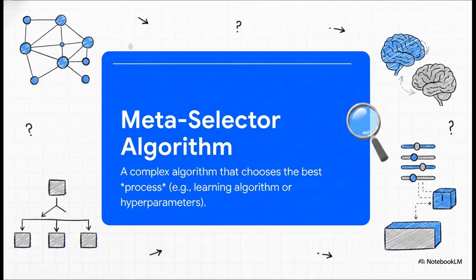But let's be honest, that's not usually what we're doing. More often, we're using a meta-selector. And this is where things get really powerful, but also where the winner's curse can be incredibly dangerous. A meta-selector isn't just picking a final model. It's picking the entire recipe for building the model. It's deciding, should I use a random forest or a neural network? Or what are the absolute best hyperparameters for this XGBoost model?